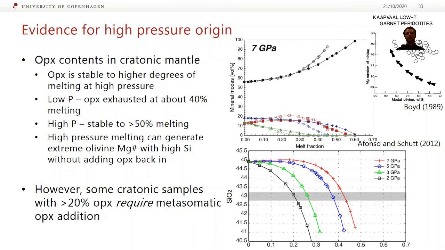So potentially high pressure melting could generate the extreme olivine Mg numbers we see by removing iron, but keep us at relatively high silica content, so we could have OPX left in the residue without having to add it back in. However, some Cratonic samples have more than 20% OPX, and these require metasomatic OPX addition. Just going back to the top plot there, you can see that for any degree of melting, even at high pressures, the OPX mineral mode never goes over about 20%. So at least some of the OPX has to be metasomatic. So I guess why not all of it? It's maybe not the strongest evidence.